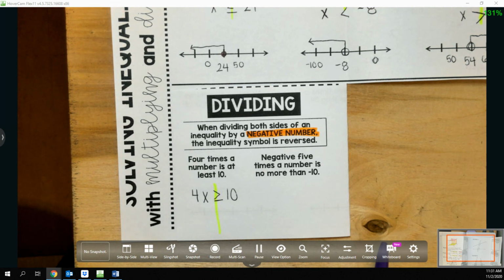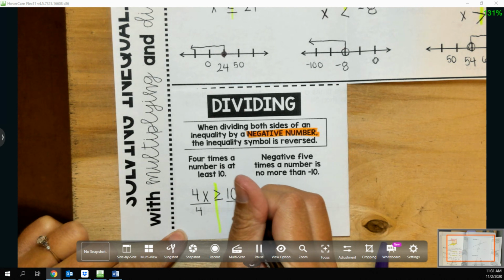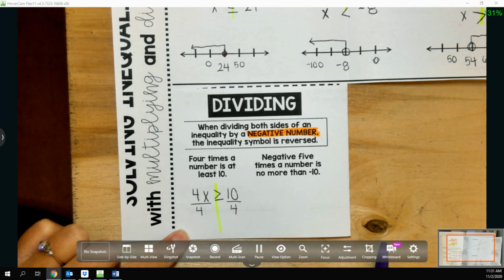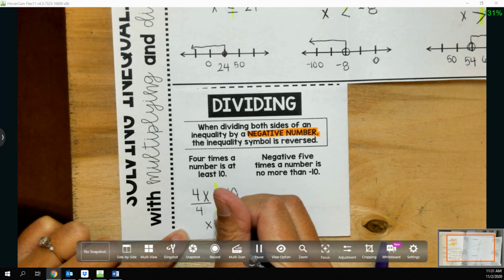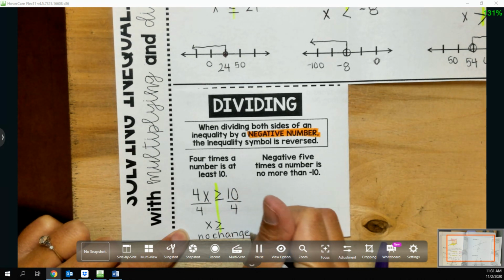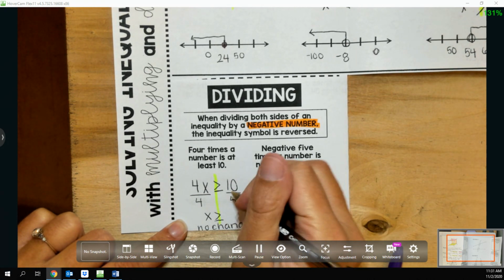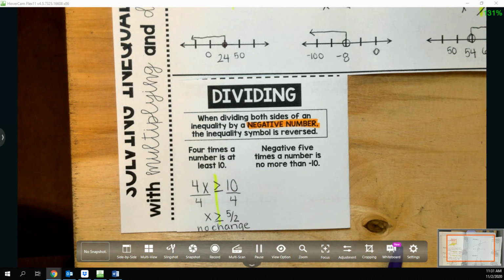And so when I put in my sides and solve, I'm going to need to divide each side by 4 to get rid of the times by 4. And I am not dividing by a negative, so I will not change the sign, so no change. Here I should reduce. Even though it doesn't divide evenly, I can reduce. 2 will go into both, so 5 over 2. And x is alone, so we're done.